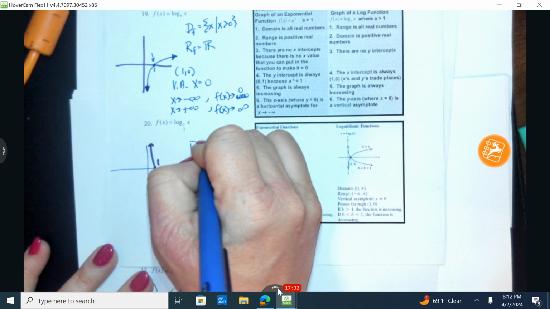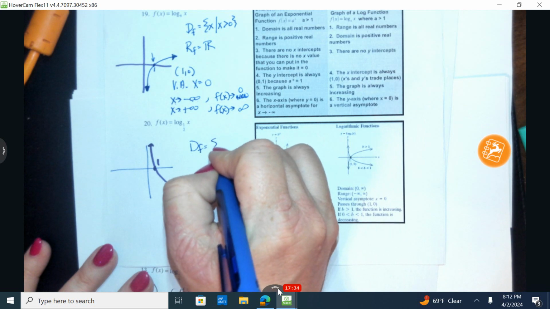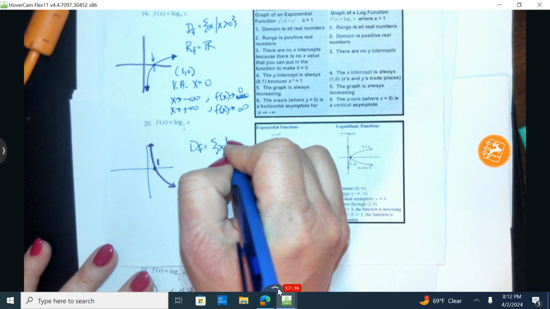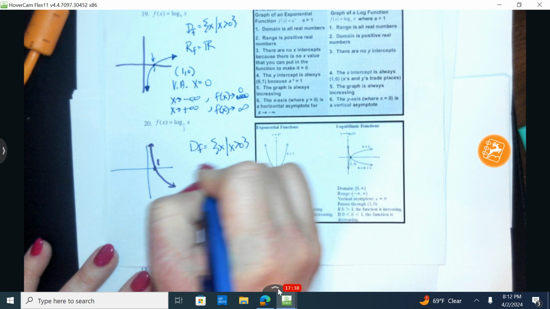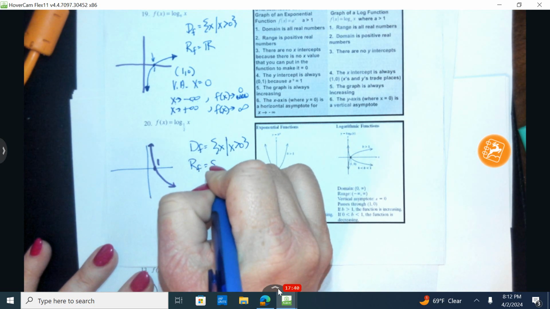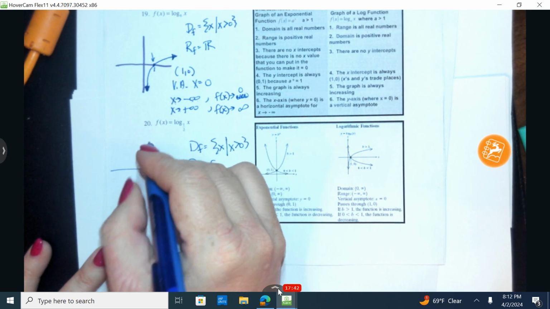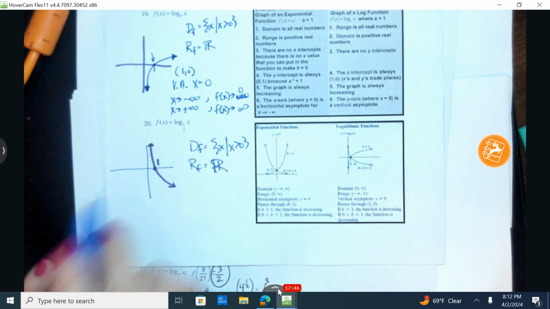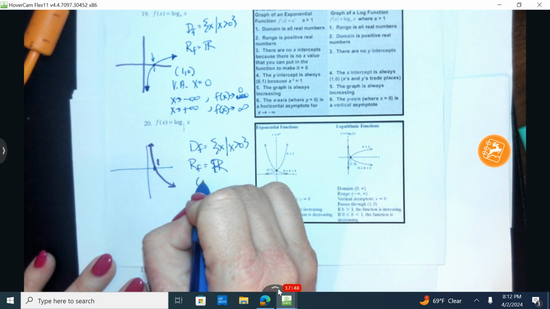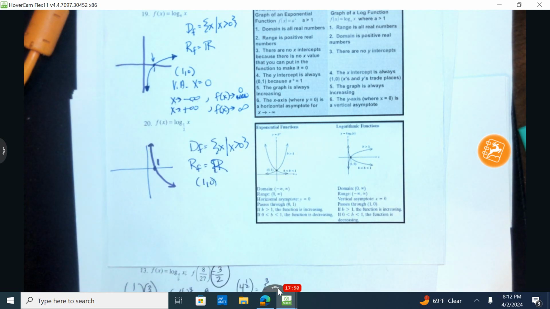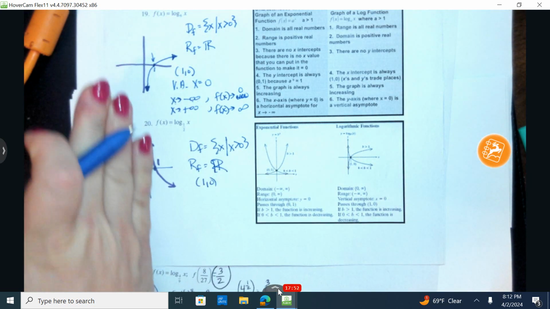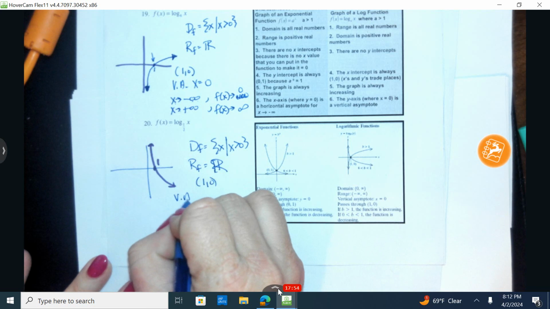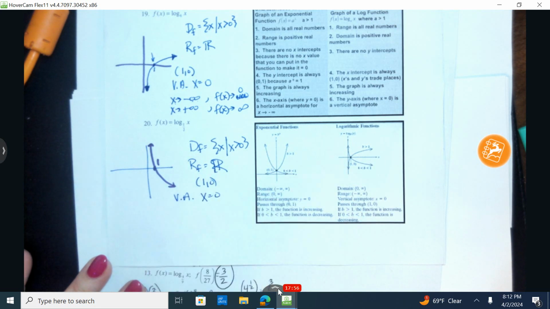So the domain of this function is all x values such that x is greater than 0. And the range of this function is going to be, there's no limit how high it goes, and there's no limit how low it goes. So it's going to be all real numbers. Okay, we have an x-intercept of 1, 0, just like the previous one. And again, there is no y-intercept because we have a vertical asymptote at x equals 0.